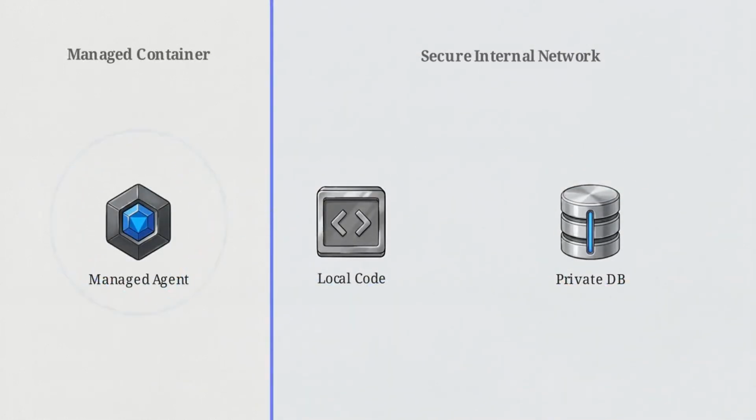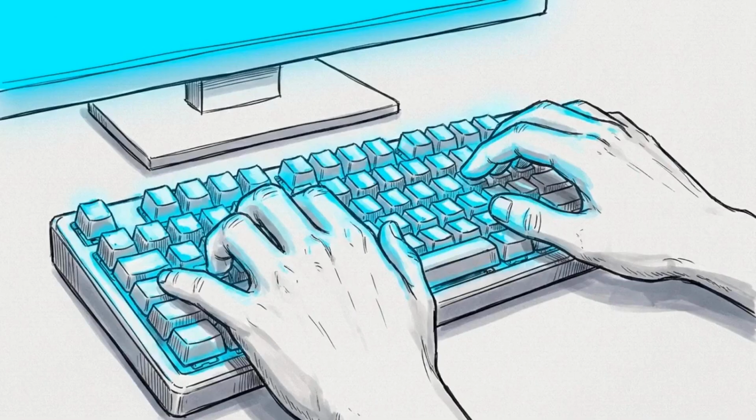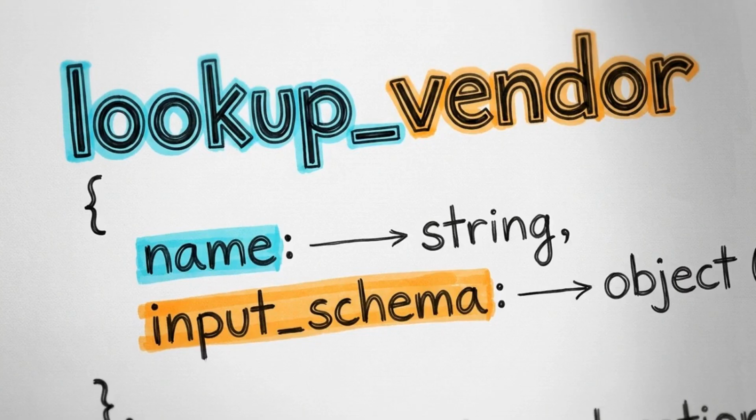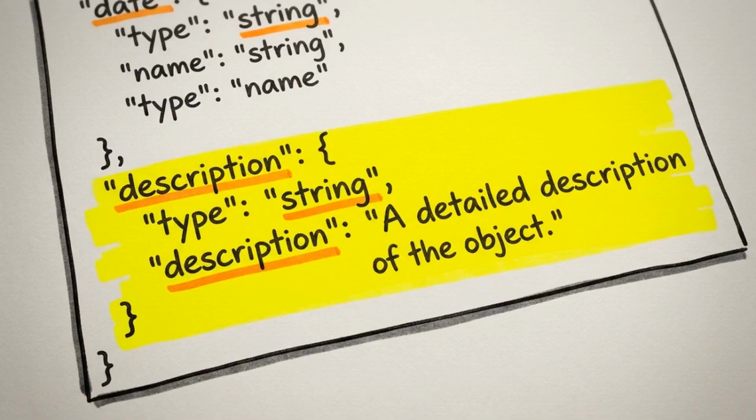Before an agent can request your local data, you have to define exactly what operations are available to it. It needs a strict contract. Take a look at this declaration. A custom tool requires 3 specific components: a name, a JSON input schema detailing the exact arguments, and a natural language description.